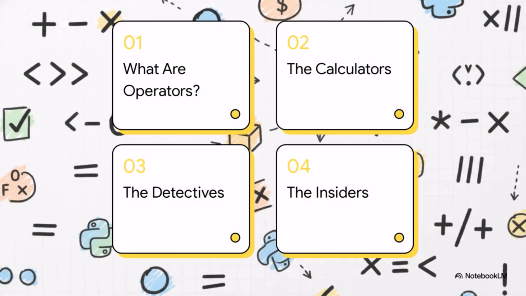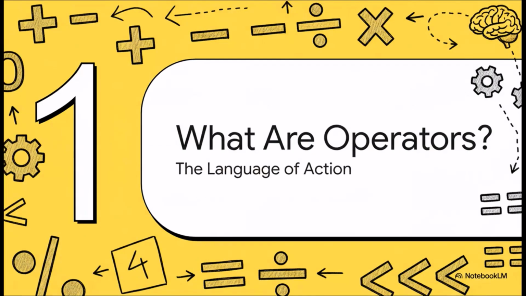So here's our game plan. First, we'll nail down the basics of what operators even are. Then we're going to meet three distinct teams of operators. We've got the calculators for all the math, the detectives for making smart decisions, and finally, the insiders, the ones who work directly with the computer's native language of ones and zeros. All right, let's start at the beginning and build a solid foundation.